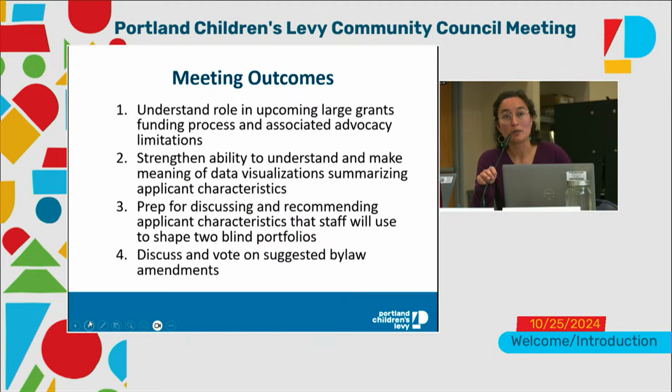We're going to have a 10-minute break, one at 1:55 to 2:05. And then we're going to spend the meat of the meeting introducing and making meaning of data visualizations, summarizing applicant characteristics. So Meg's going to lead that, and I'll be supporting that as well. We'll have a break after that, and then we're going to close with a discussion and vote on bylaw amendments, and then end with next steps in evaluation. Does anyone have any questions about today's meeting outcomes or the agenda?